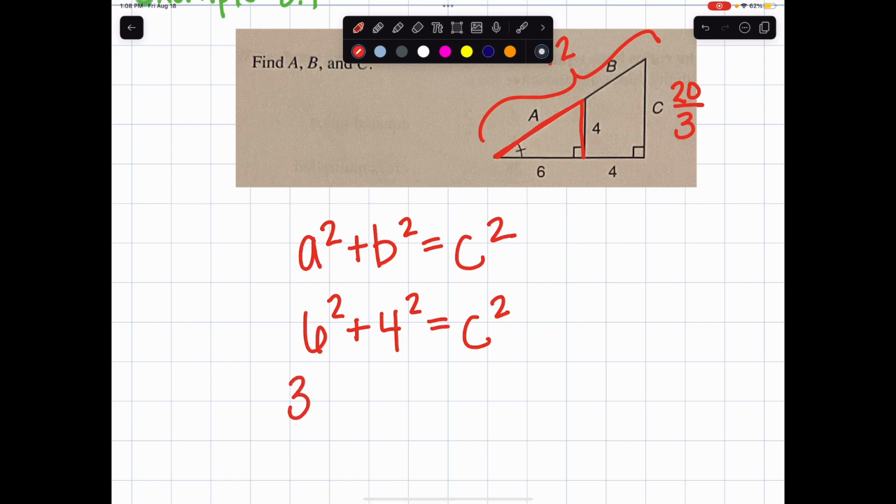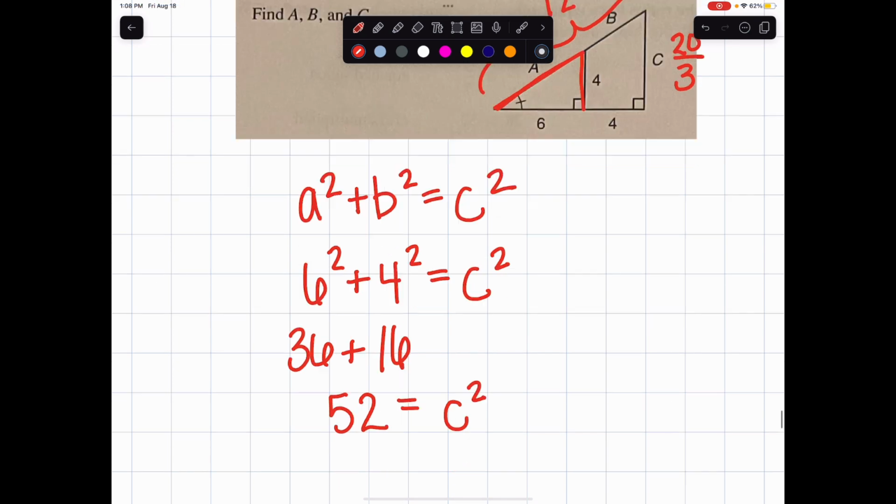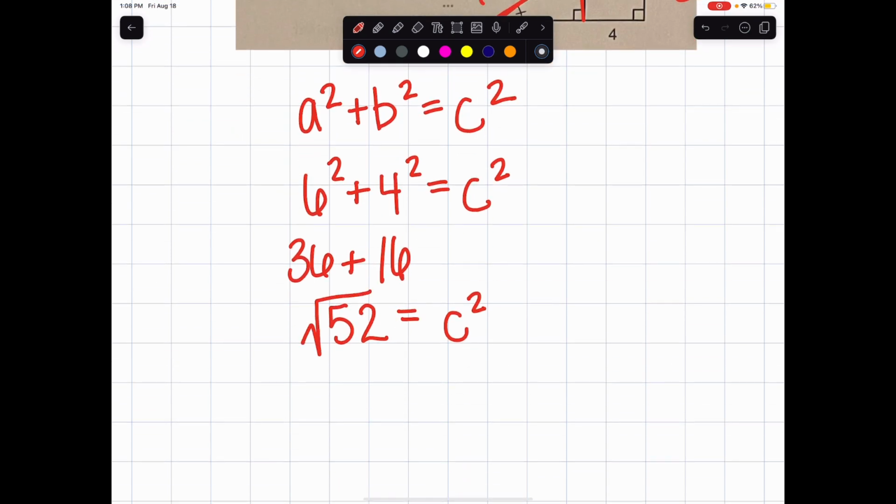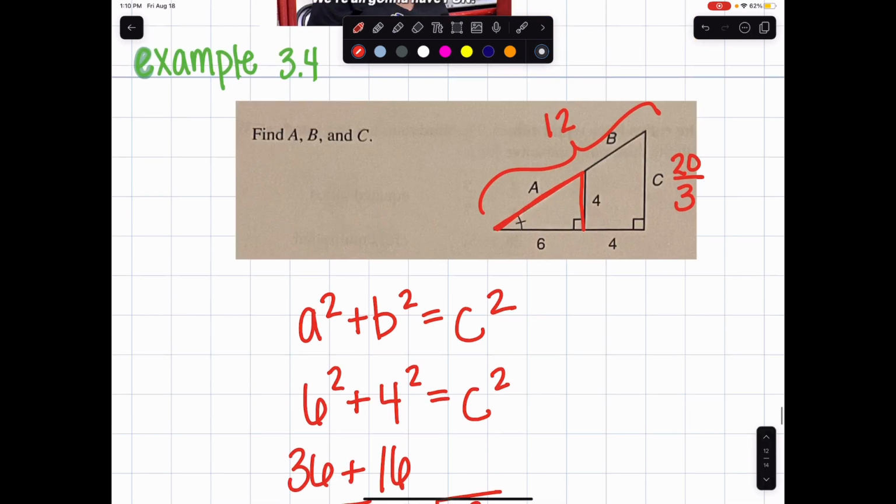6 times 6 is 36. 4 times 4 is 16. That equals 52, which is C squared. C is going to be the square root of 52, which is equal to 7.2. Okay, so now we know that this length right here is 7.2. We already figured out that A plus B is 12, so actually all we have to do to figure out B is do 12 minus 7.2, and that turns out to be 4.8. So we found A, B, and C.